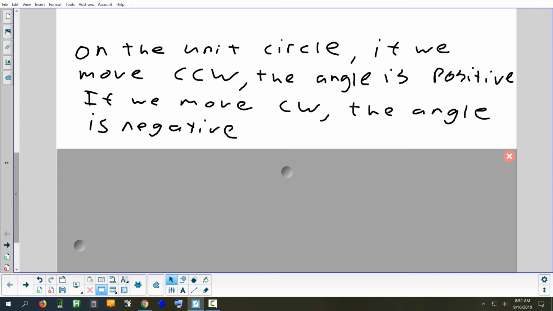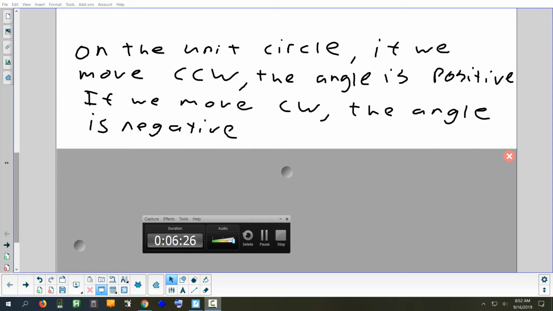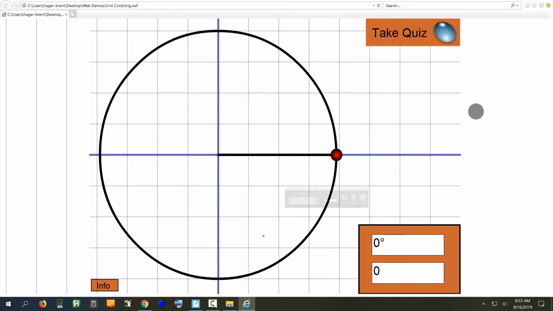Right, so let me bring up that circle where I can draw angles on the board. I'm going to bring that up so we can look at a couple things. Okay, so let's take a look at this.